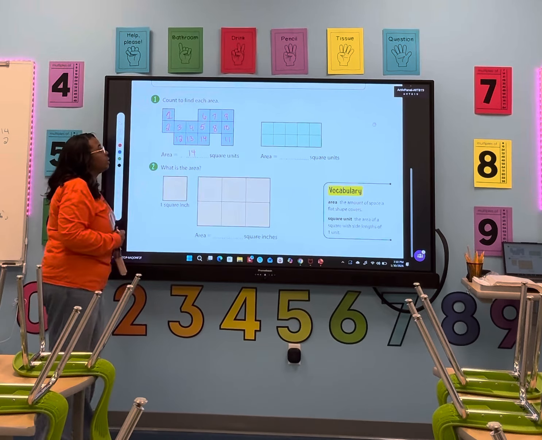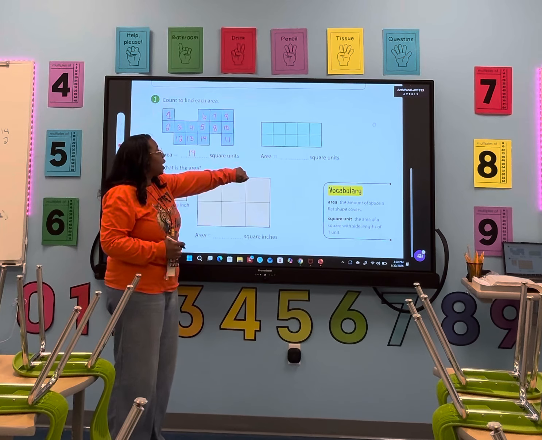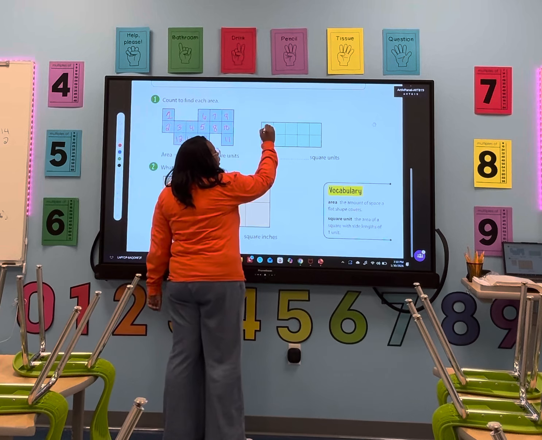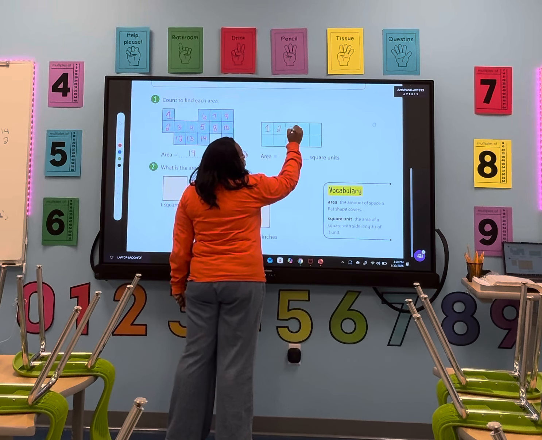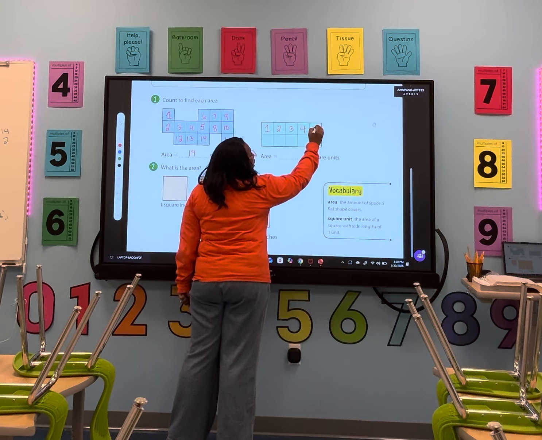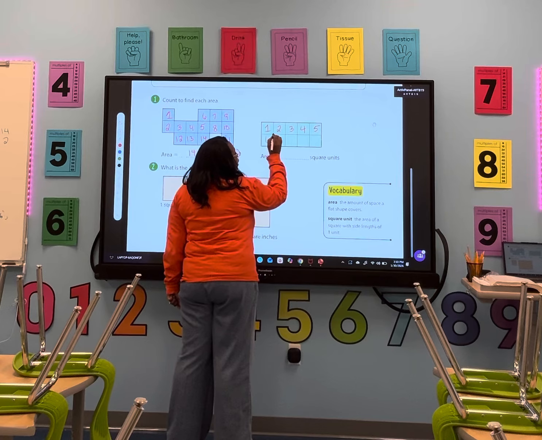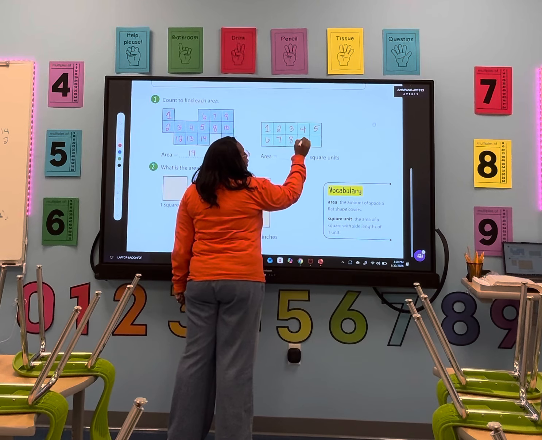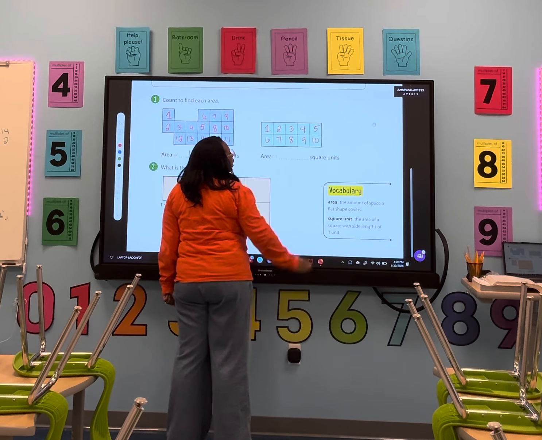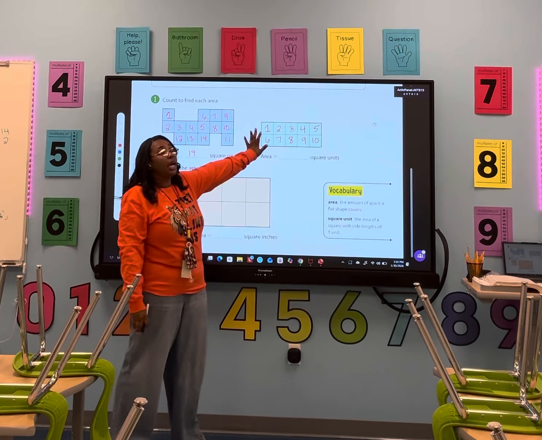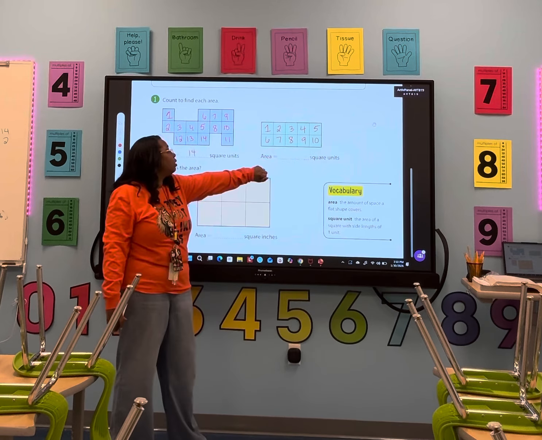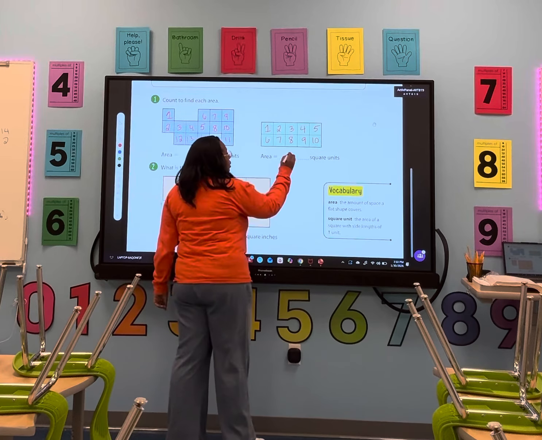Okay, let's go to this shape. So now we're going to count the squares. 1, 2, 3, 4, 5, 6, 7, 8, 9, and 10. Okay, so now we know the area of this rectangle is 10 square units.